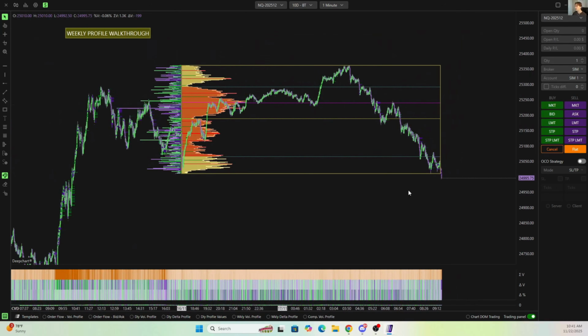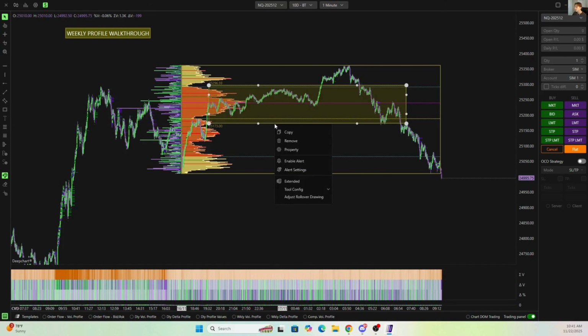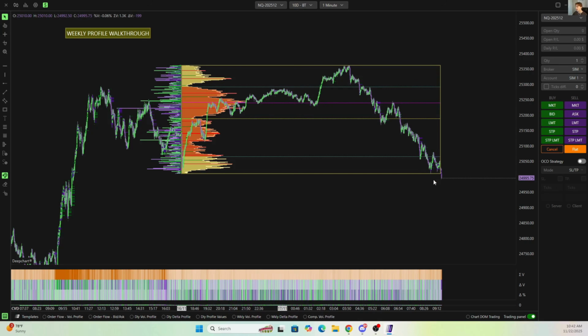So we have this area right here, which is a high volume node. You can see there's a lot of high volume. There was a lot of agreement between buyers and sellers at this level. This is where the market spent the most time in this profile.